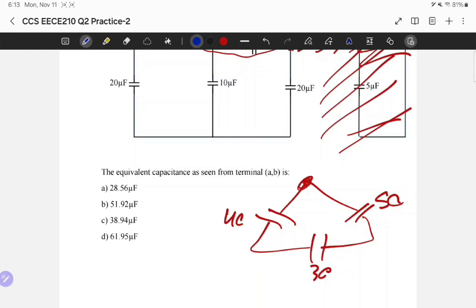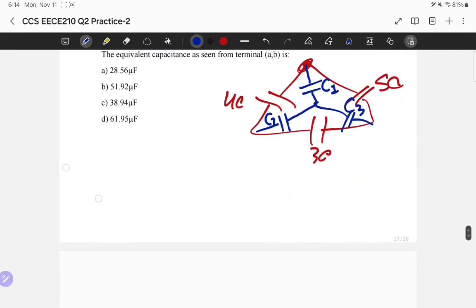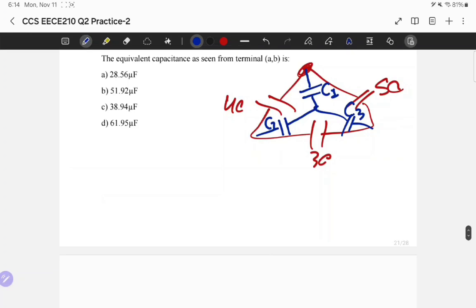I can transform it into Y by saying this is C1, C2, and C3. I can transform this delta into Y. Now, how do I do this? What's the formula? You can have a formula sheet, and the delta to Y formula is included in the formula sheet, but remember, I'm working with capacitors. Everything is reversed. So, to find the Y of a capacitor, I apply the delta formula.